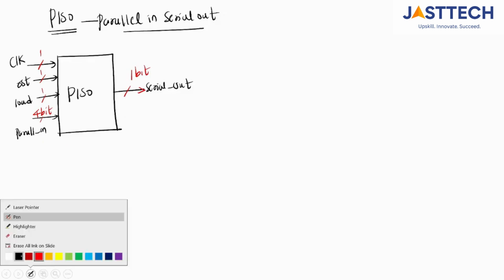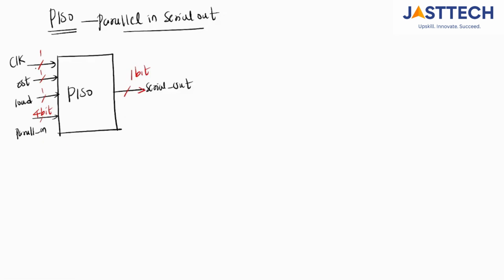So the logic is, within one clock cycle we are loading the data. First, one clock cycle we are loading 4 bits of data, and after that, the next 4 clock cycles you are shifting the data. So first you are loading the data and next you are shifting the data.